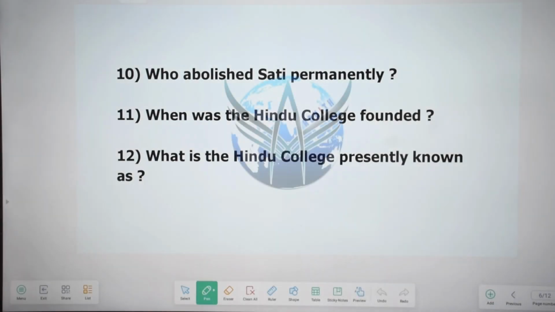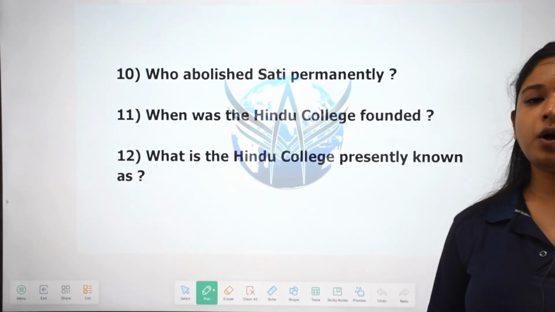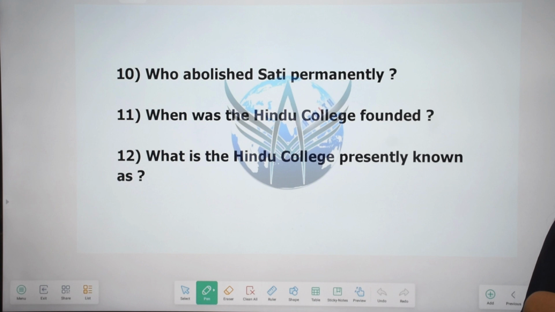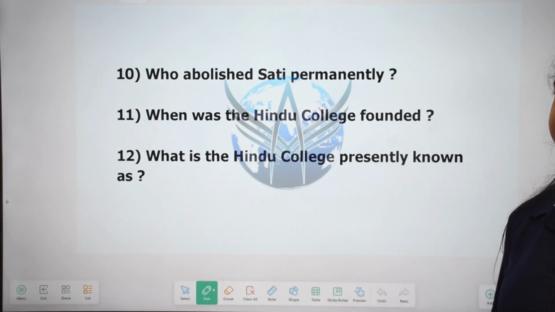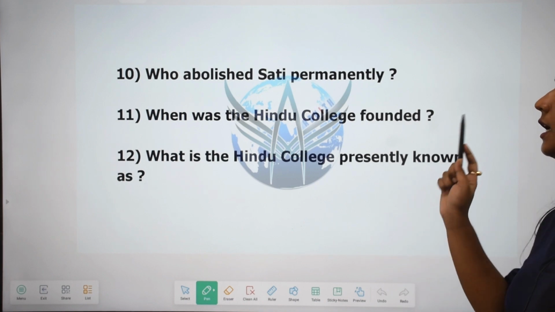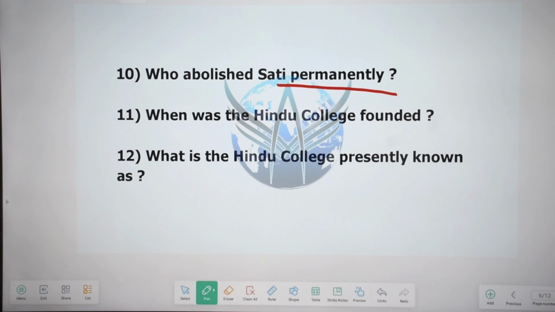Who abolished sati permanently? So Raja Ram Mohan Roy tried hard, right? He made many efforts to abolish the sati pratha, and as a result of his efforts, Lord William Bentinck abolished sati permanently. Lord William Bentinck.